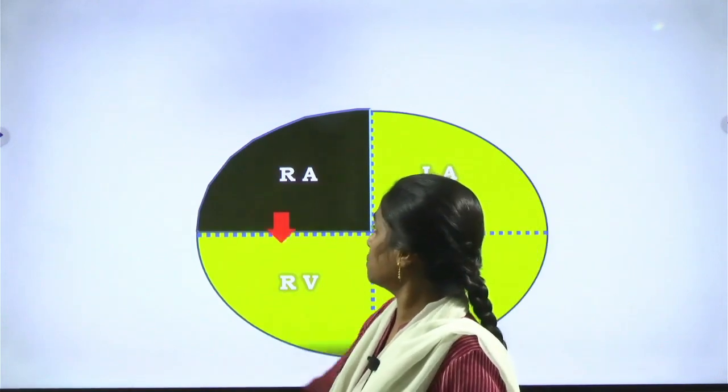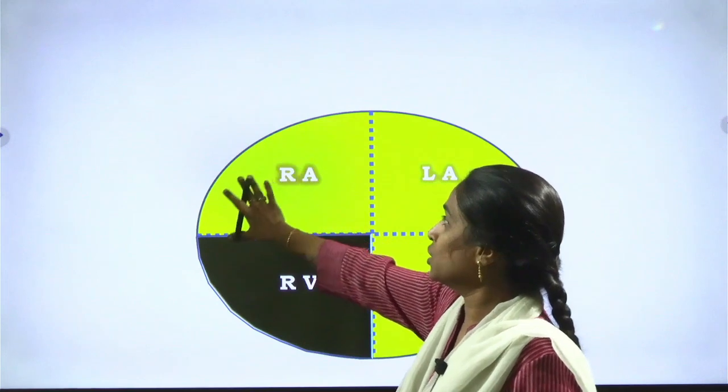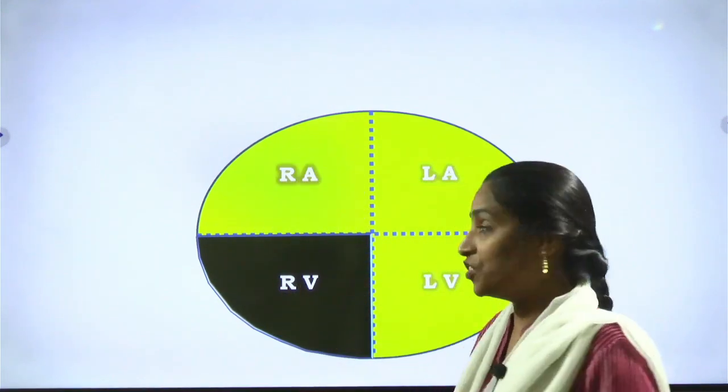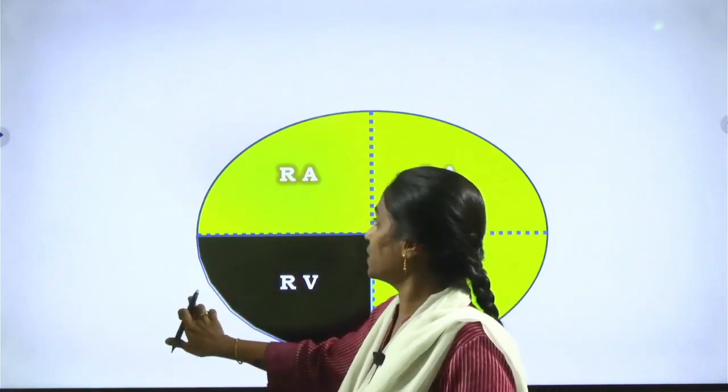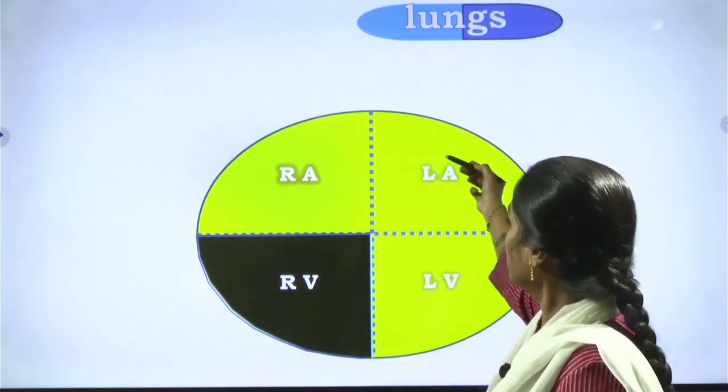And the next concept is, see here the blood is being filled from the right auricle. So this got emptied and the blood entered the right ventricle through the valve called the tricuspid valve. And next one, the left hand side.